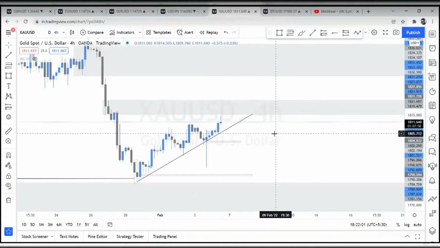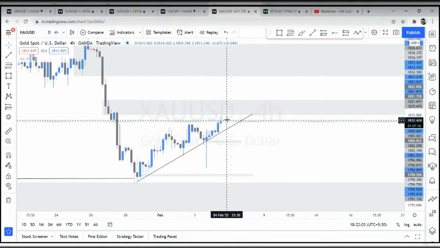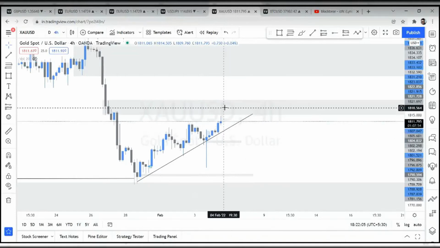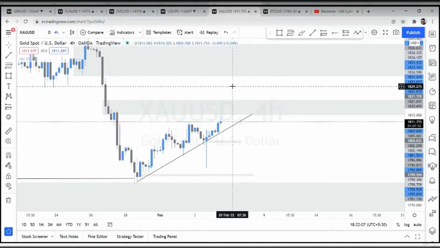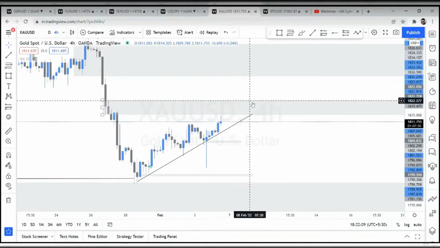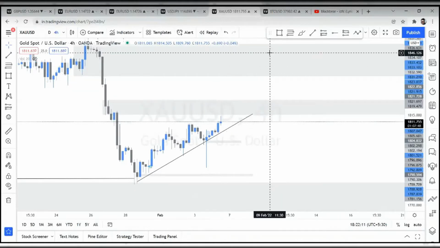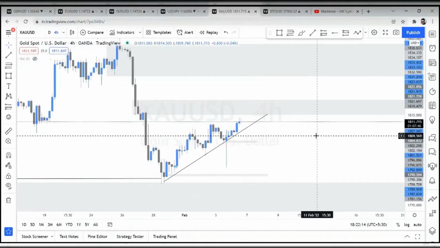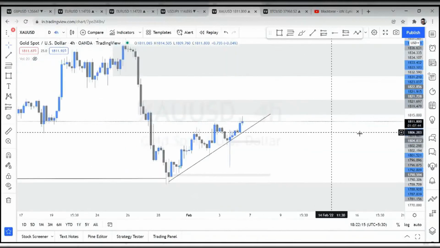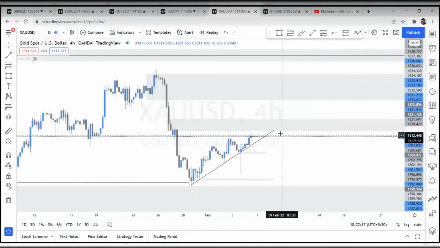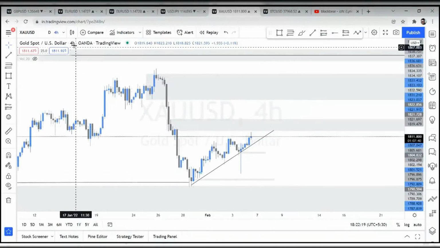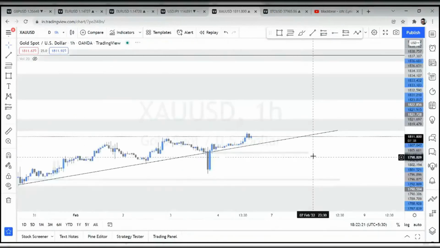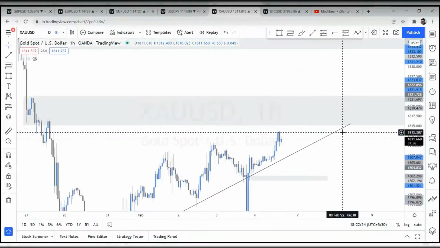So the idea is, gold: if it breaks out of here, then on the retrace we can look for a buy. Otherwise, I won't be involving on this really. I'll wait for structures on this. Let's see what we have on the smaller time frame. Just remove this.